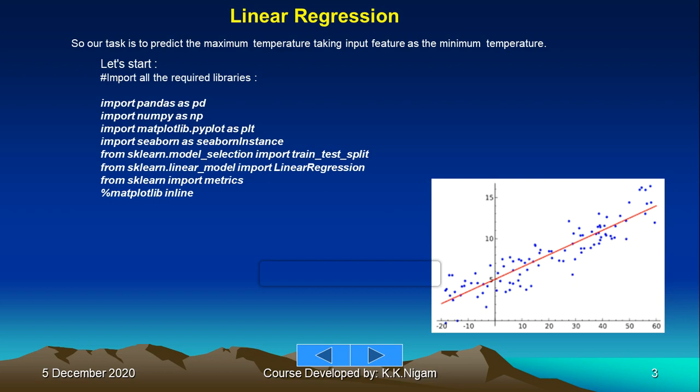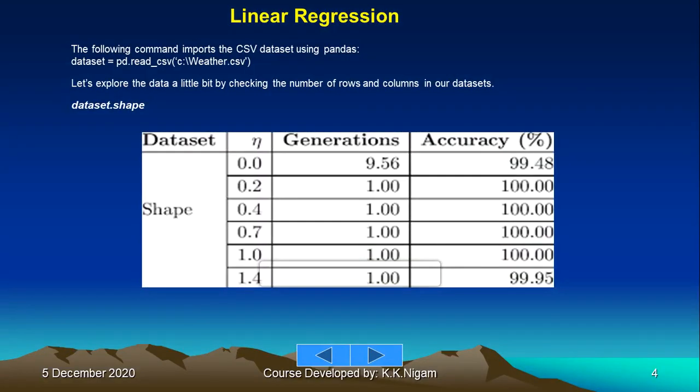Then from sklearn.model_selection import train_test_split, because for training and testing the data you need this. Then from sklearn.linear_model import LinearRegression, because we have to use linear regression. Then from sklearn import metrics, and then %matplotlib inline. So these are the libraries that we will be using, right?